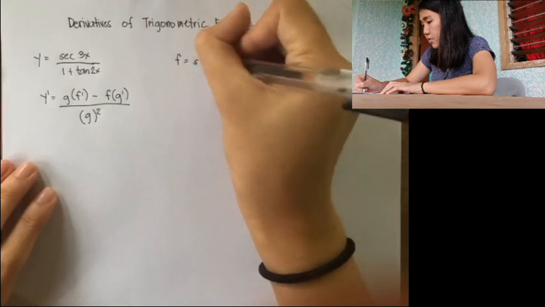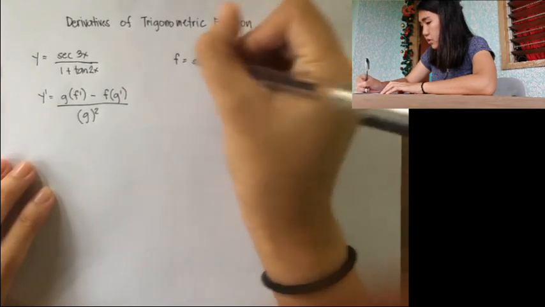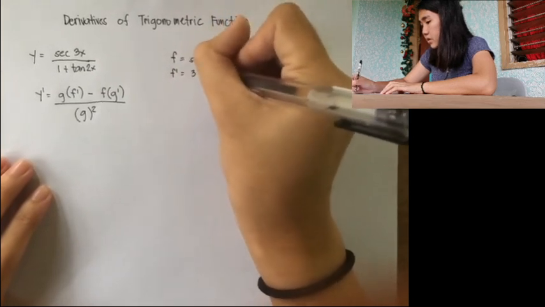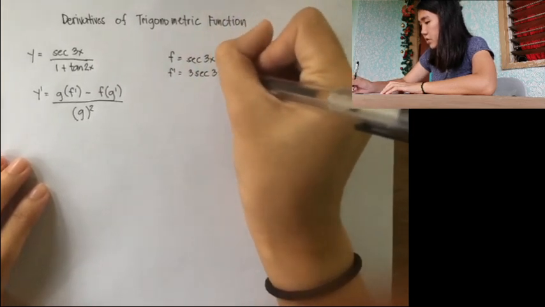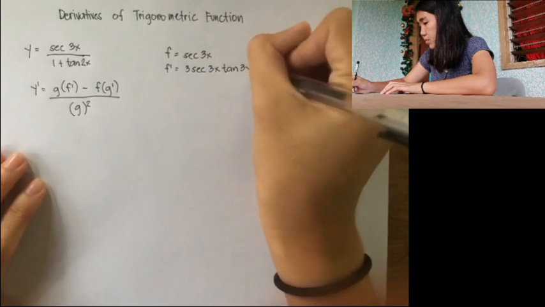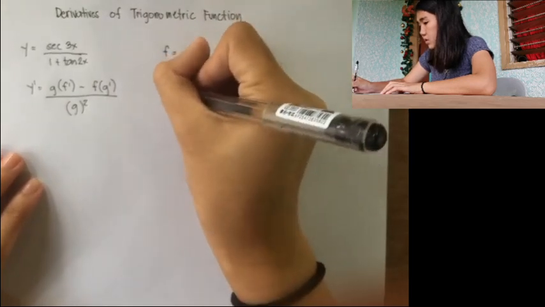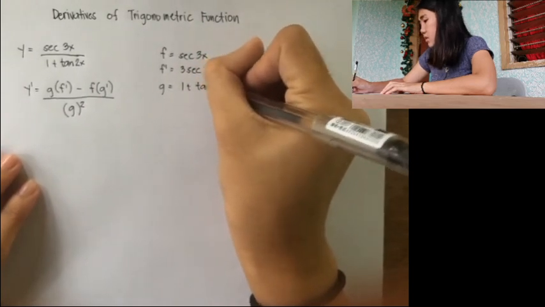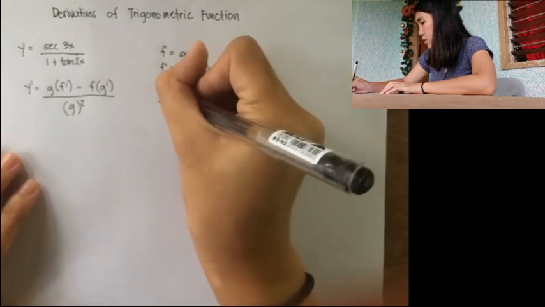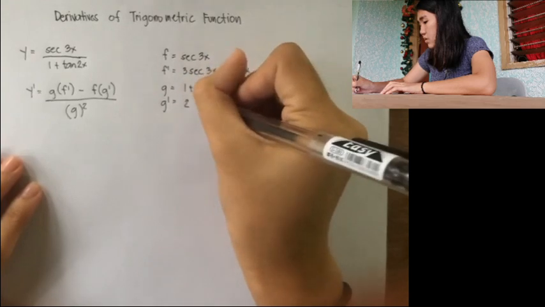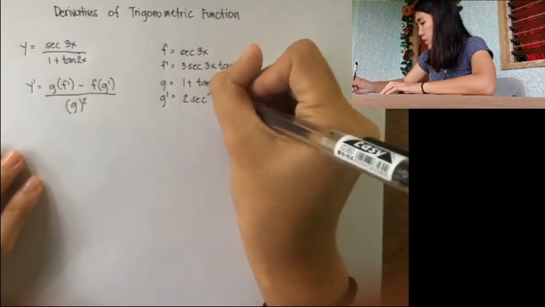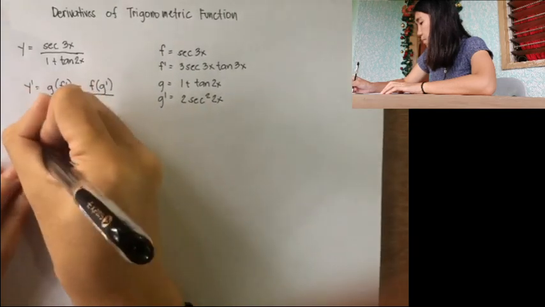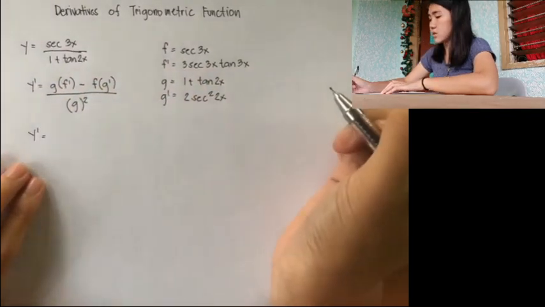Our f is sec 3x and our f prime is 3 sec 3x tan 3x. Our g is 1 plus tan 2x and our g prime is 2 sec squared 2x. And now we will get the derivative and follow this formula.